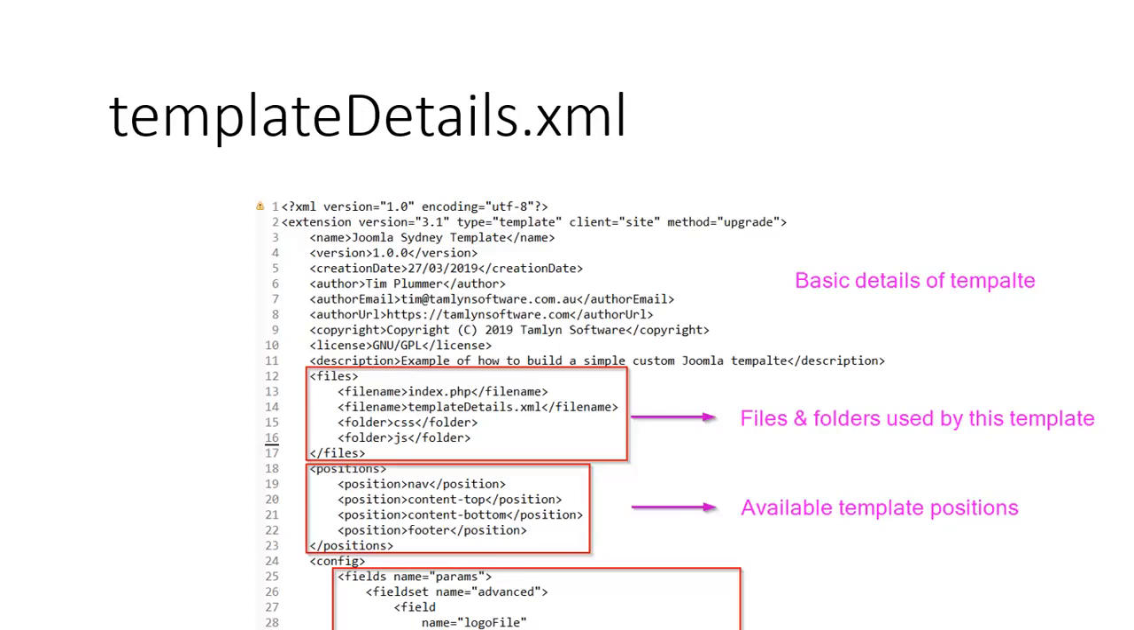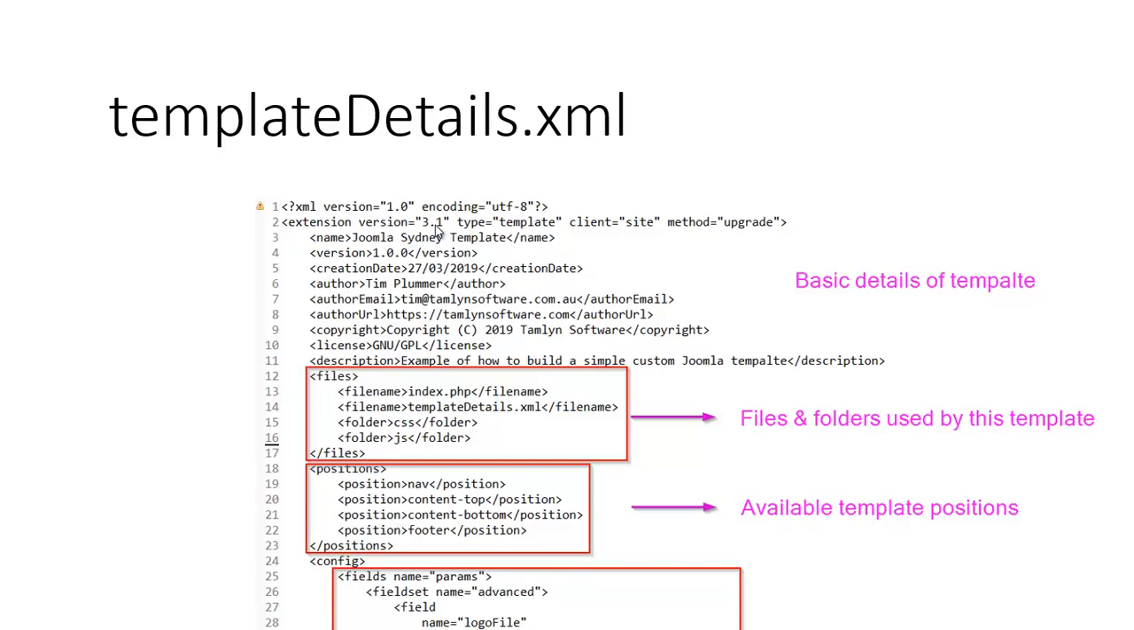So first of all, looking at the templateDetails.xml. It's a basic XML file. At the top, we're just defining that it's an XML file. This line here, extension version equals 3.1, that version is the Joomla version that we're targeting. So if we say 3.1, it'll be Joomla 3.1 and up, it's all the way up to 3.9 point whatever it is at the moment.